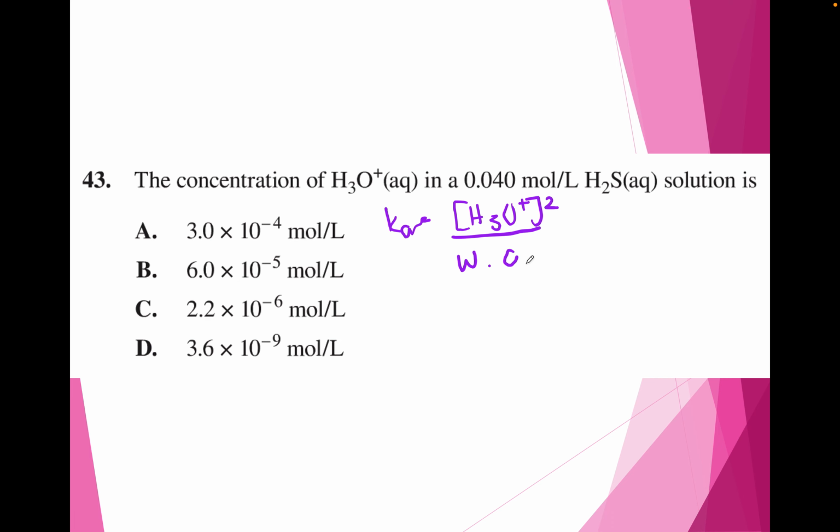So it's not hard to solve for. You get your K from the data booklet. You know this value of your weak acid. This was an equal sign, sorry. So we multiply that up, take the square root, you'll have your answer.